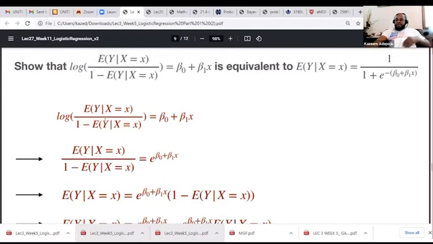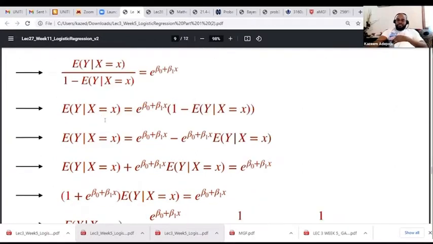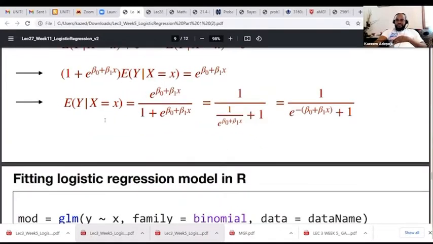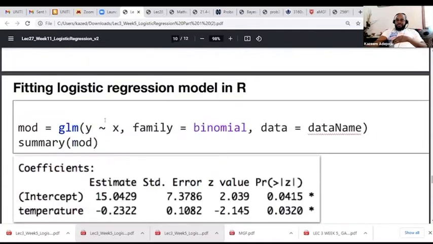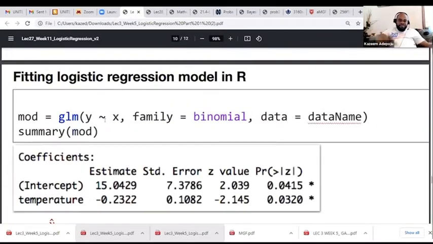I'm going to move to the next one right now. Since I've walked you through the theoretical development of the logistic regression model, the next thing I want to show you is how we actually implement logistic regression in code if I have a data set.